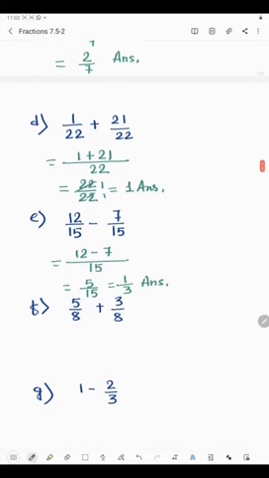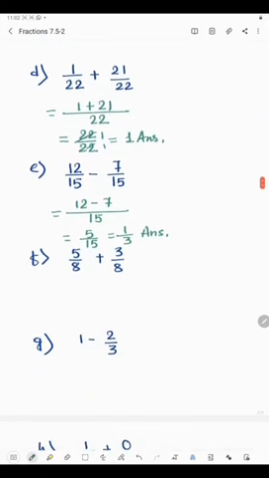Now coming to the F part. In the F part we have 5 by 8 plus 3 by 8. So we'll write the denominator that is there. 8 is there in the denominator, so we'll write 8 and simply add the numerators. So 5 plus 3 is 8, 8 by 8. When we have the same number, we get 1. We have learned this because 8 by 8, when you divide by 8, we get 1. So the answer will be 1.